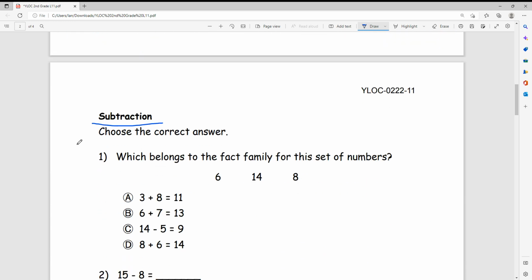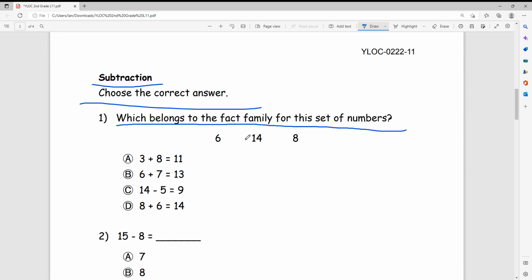So next is subtraction. It says choose the correct answer, and number 1 says which belongs to the fact family for the set of numbers. So it gives us these three numbers here: 6, 14, and 18. So we need to find an equation here that has all these three numbers and that work together.